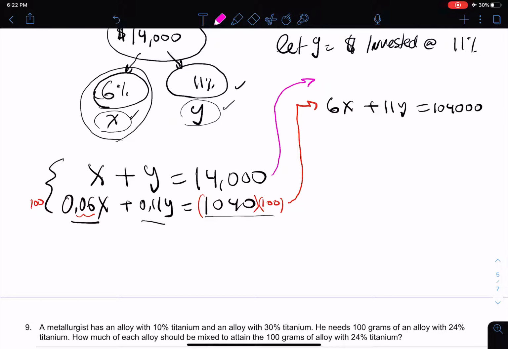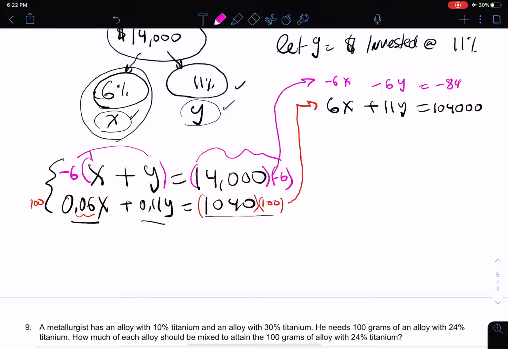Now let's go ahead and take this guy right here and write it up here. But I would like to set it up to have something eliminate. Let's eliminate the x's. That means multiply by -6 on the left and the right. Well, -6 times x is -6x, perfect. -6 times y is -6y, that'll work. And -6 right here times 14,000 gives us, what is that? Negative 6 times 14,000 is negative 84,000.